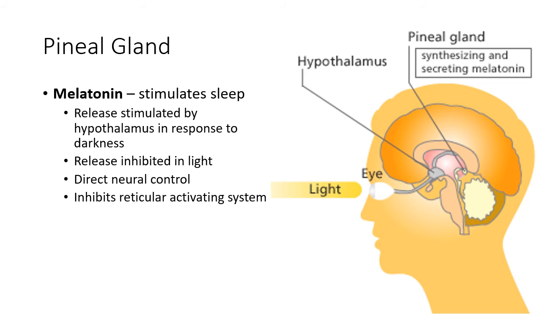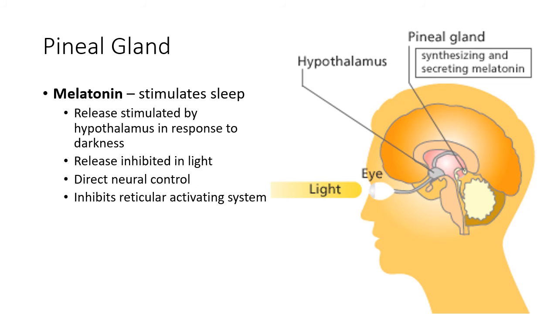Then the master clock in the hypothalamus will tell the pineal gland whether or not it should be releasing melatonin. Melatonin should be released in the darkness, and it should not be released in the light. So this is a type of direct control by the nervous system. So it's controlled by the nervous system, but not through the anterior pituitary. So that is similar to how the adrenal medulla is controlled.